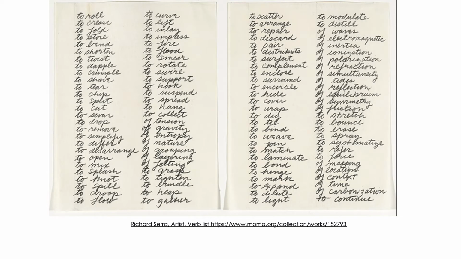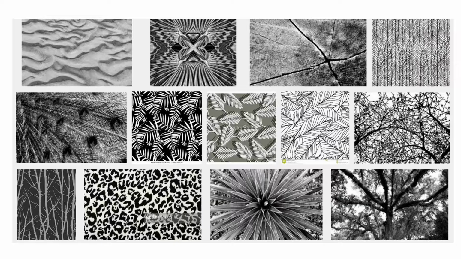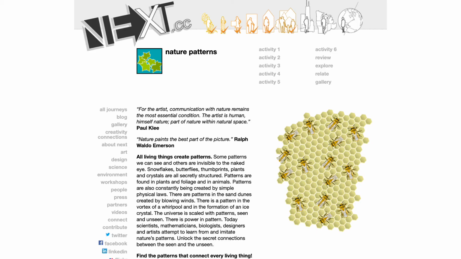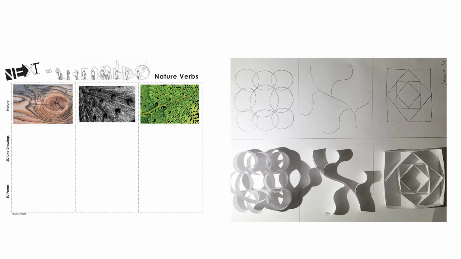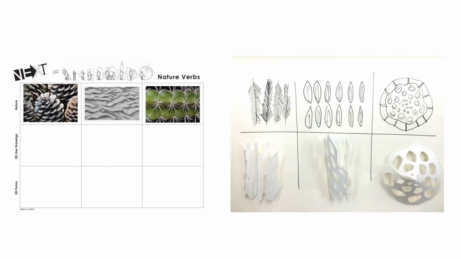You can look at the artist Richard Serra, who's made his list of verbs, and go back to Google nature patterns in black and white and begin to look at them, to know them and name them. Or you can look at NEXT.cc nature patterns, and this time we're going to draw the pattern, we're going to name it, and then we're going to build something three-dimensionally from it.